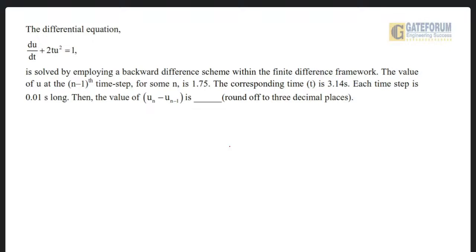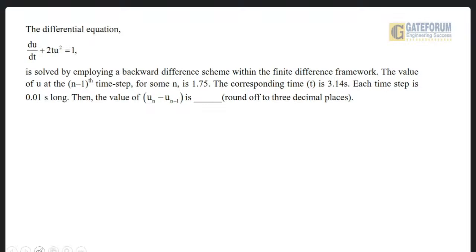The next question is: the differential equation du by dt plus 2t u square is equal to 1 is solved by employing a backward difference scheme within the finite difference framework. The value of u at the n minus 1th time step for some n is 1.75. The corresponding time t is 3.14 seconds. Each time step is 0.01 s long. Then the value of un is.